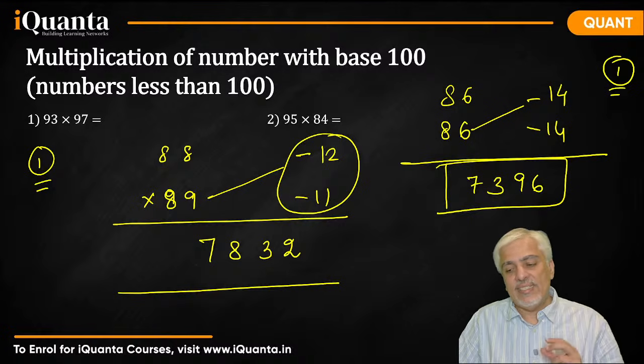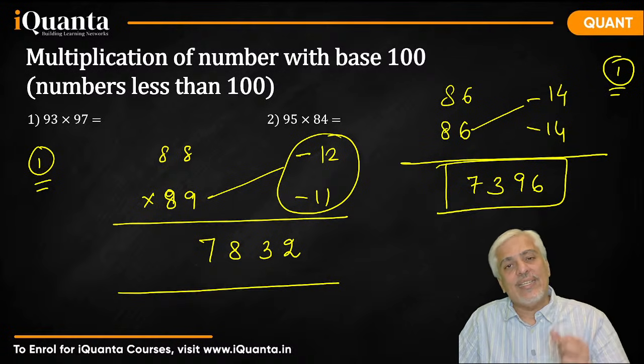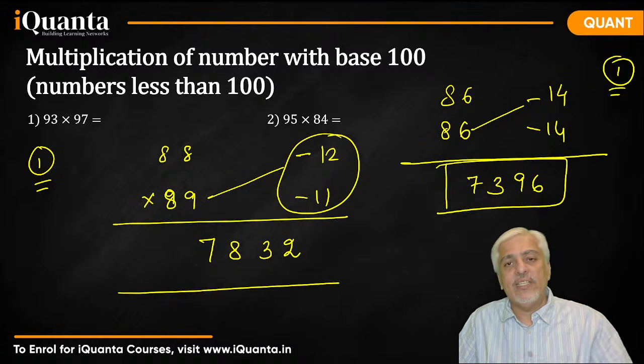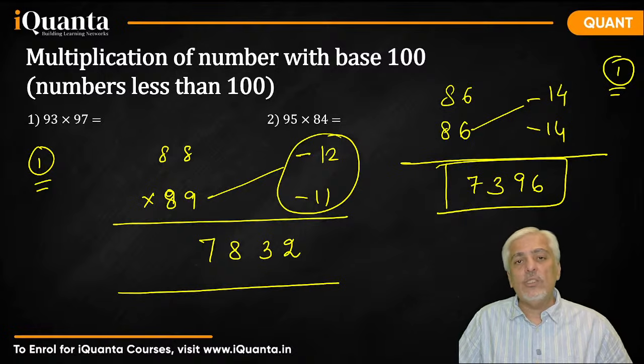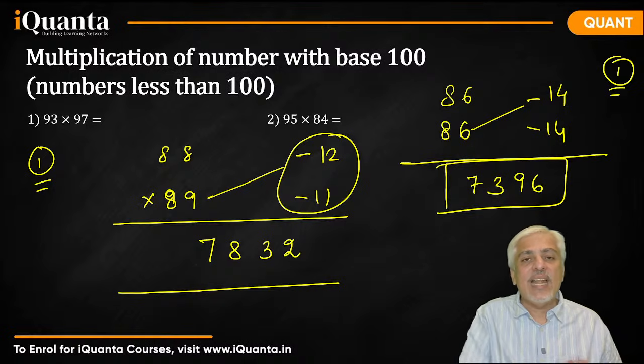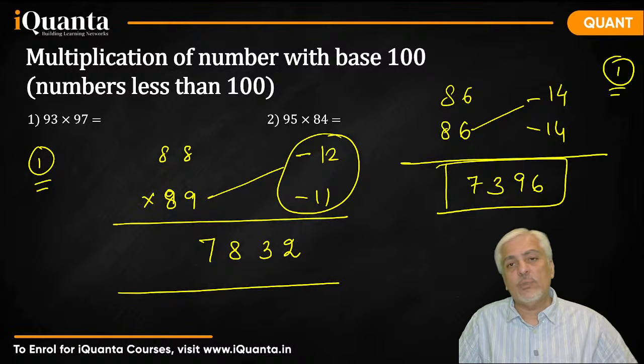So whenever there is a carryover, the method is not that great. It is still good, but not very, very good. By the way, obviously you can use it for squares also, all numbers which are close to 100. At least from 91 to 100, you can do squares with this method.